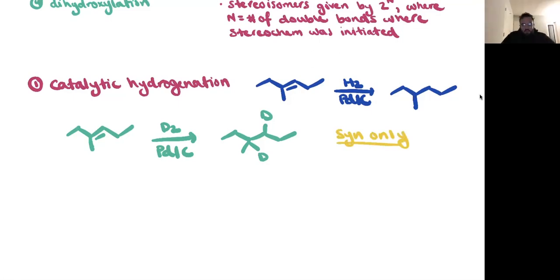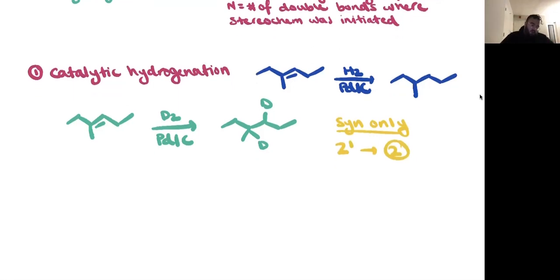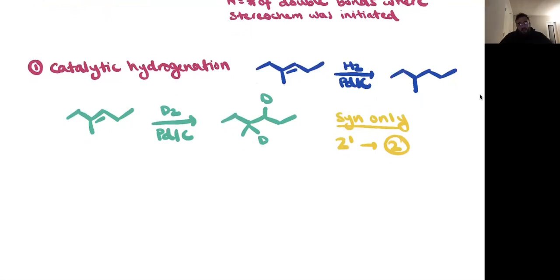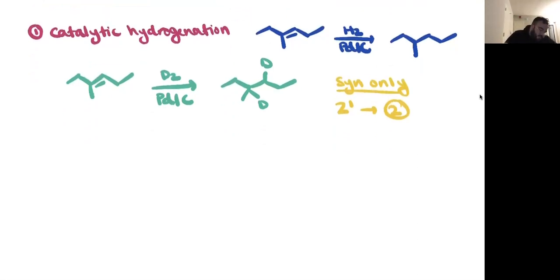So remember, it'll just be 2 to the n, where n is the number of double bonds where you initiated stereochem. You only have 1. So you have 2 total stereoisomers. Awesome. So that's catalytic hydrogenation. Nice little breather compared to what we had earlier. Next one, get ready. This is our big boss.